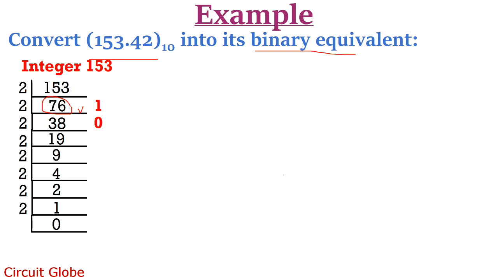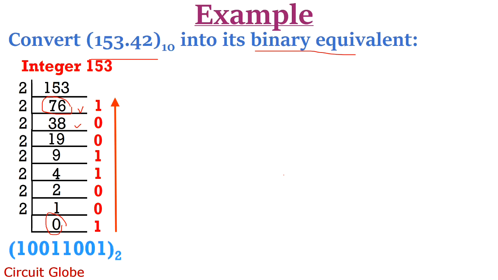Now moving further, when this 38 is divided by 2, we get 19 as the quotient term and 0 as the remainder. And in the same way, the process is continued till the time the quotient becomes 0. Finally, for the binary equivalent of the integer part of the decimal number, the remainders are to be written from bottom to top. Thus we get the binary equivalent for the integer part as 1001101.